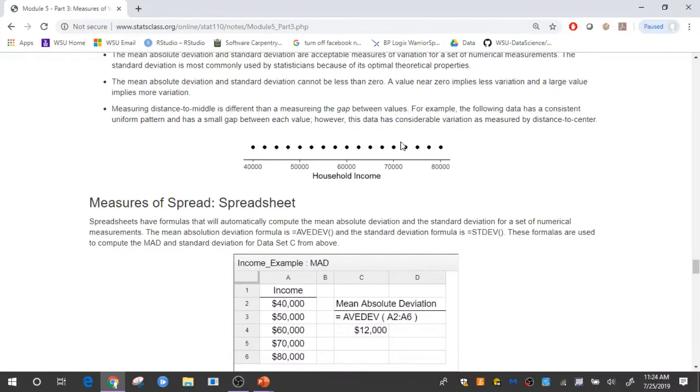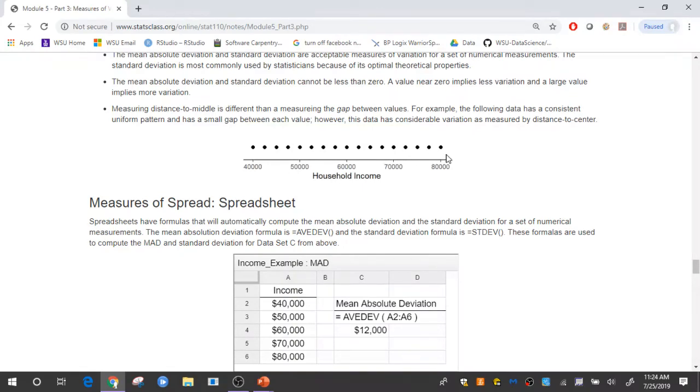However, this data right here is not going to have a small distance to the middle. I have 60,000 here, and I stretch clear down here to 40 and clear up to 80, and I got a lot of values kind of spread out throughout there. So that's actually going to have a fairly large distance to the middle. So this data set here is going to have a large standard deviation.